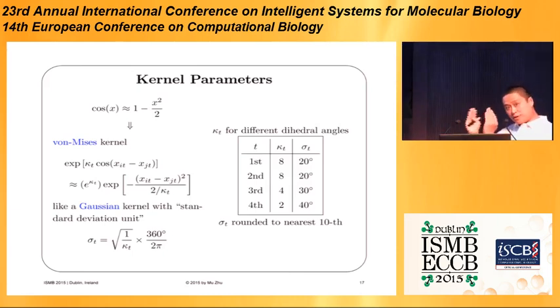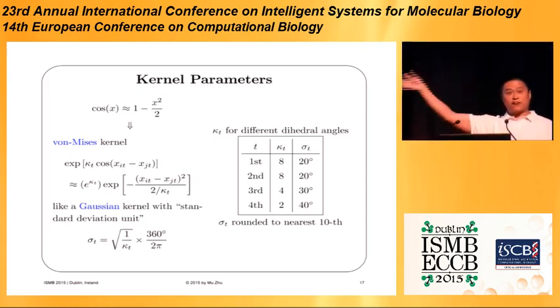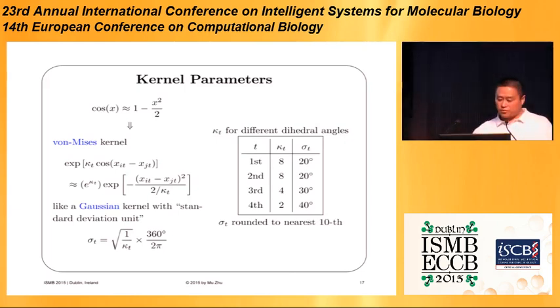So they're much sharper Gaussian curves. And later, for the fourth dihedral angle, it's 40 degrees. Because for the outside dihedral angles, you have much more room for movement. So we choose it this way.